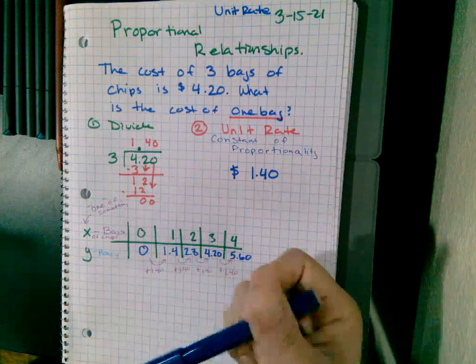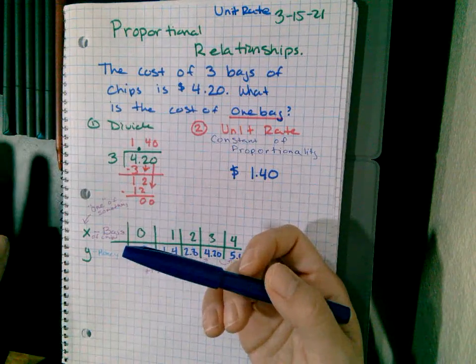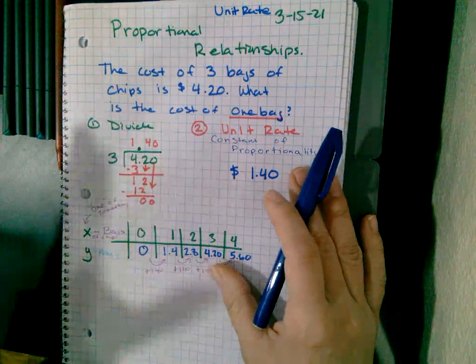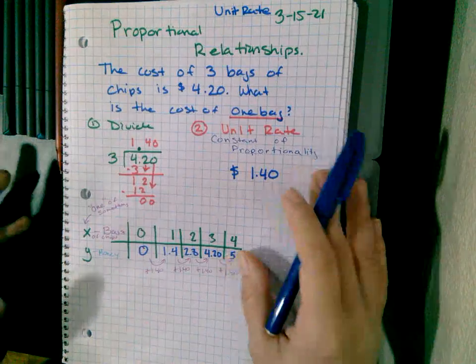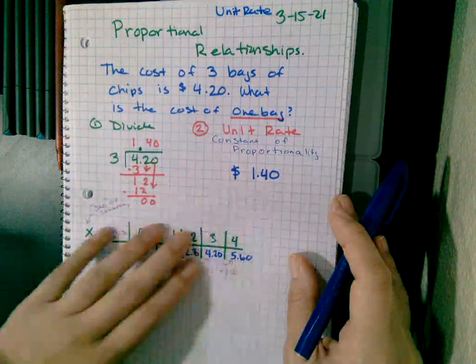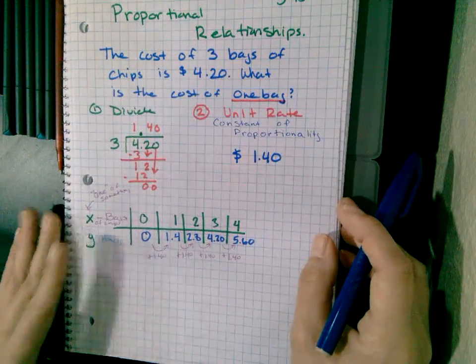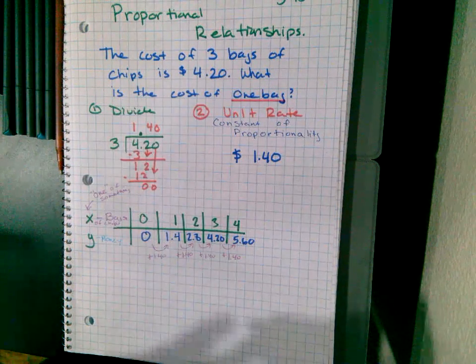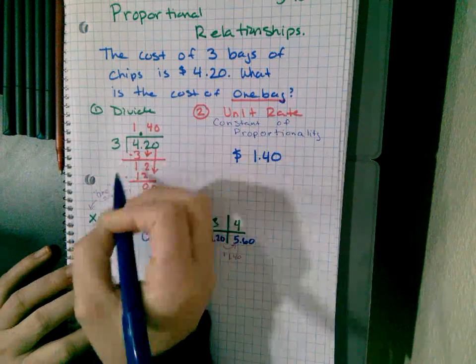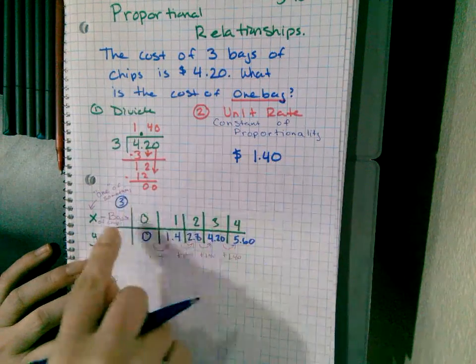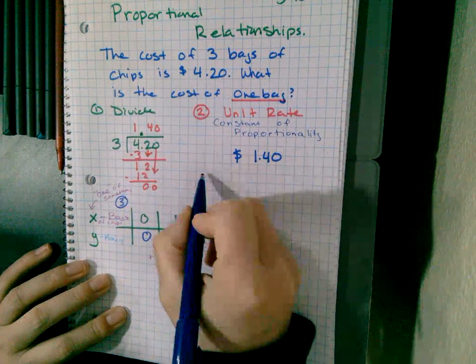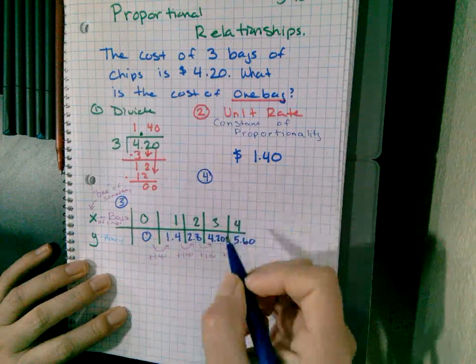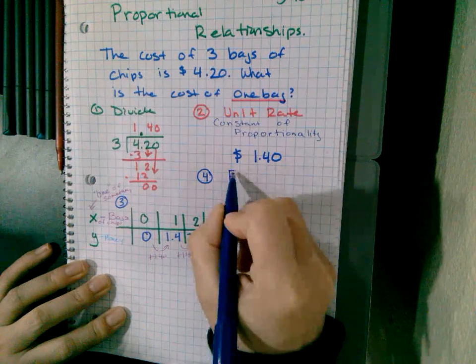Now, there are four things I still have to teach you from this problem. I'm going to teach you one of those four right now. If you don't have this, you're going to be doing double time, catching up quickly. The third thing is the table. The fourth thing I have to teach you is the equation.